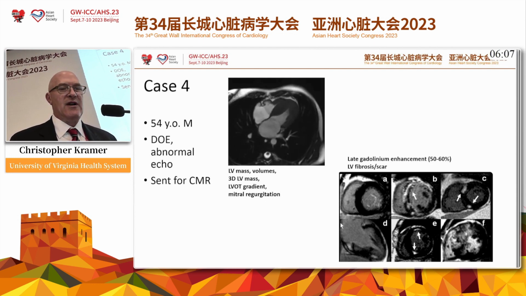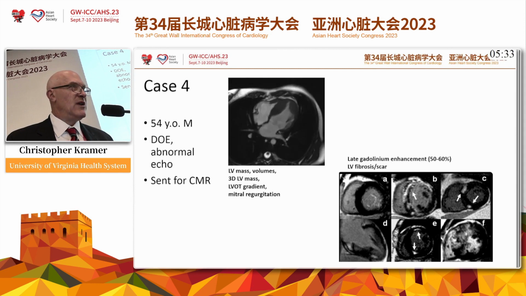Another advantage over echo is the ability to identify scar, as shown in this panel of 6 different patients with HCM who have different patterns and location of late gadolinium enhancement. Patient A has none, but these other 5 patients have different patterns and extent, especially patient F with this diffuse extensive late gadolinium enhancement in the markedly thickened septum. It turns out that about half to 60% of patients with HCM present with any scar at CMR.